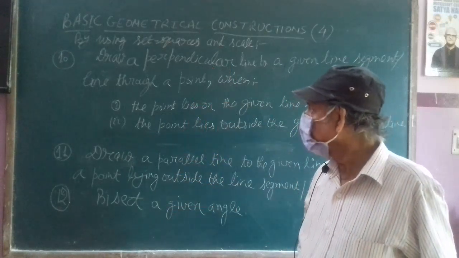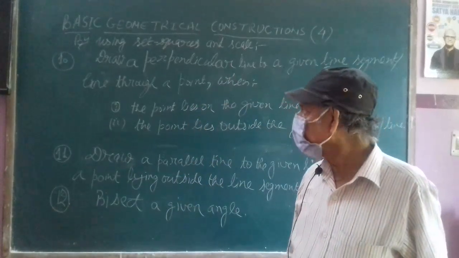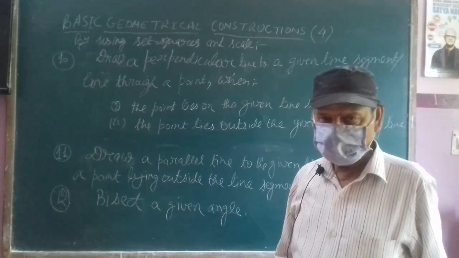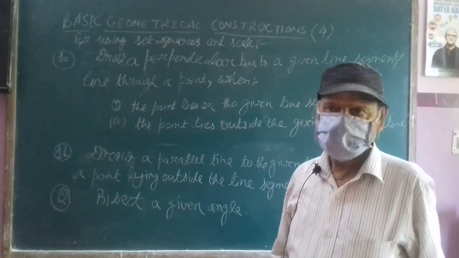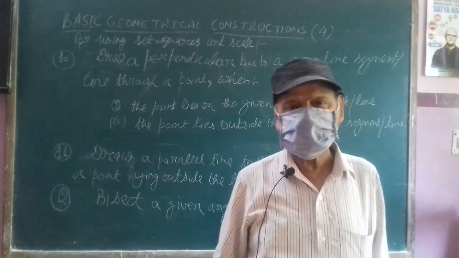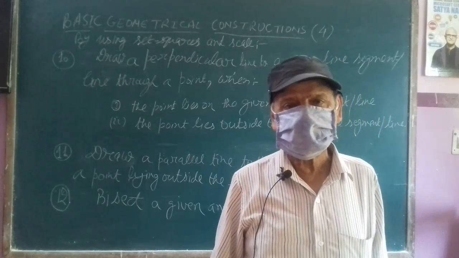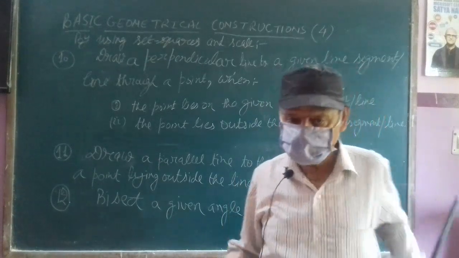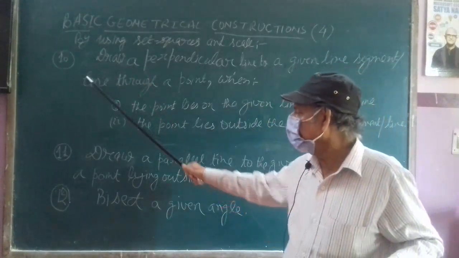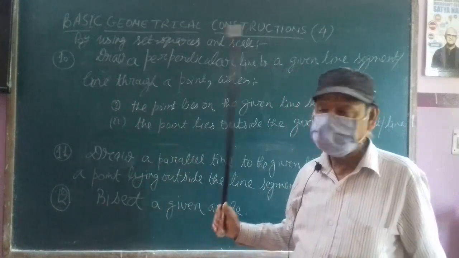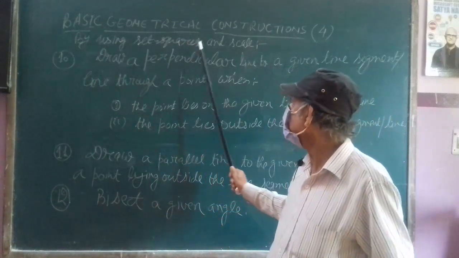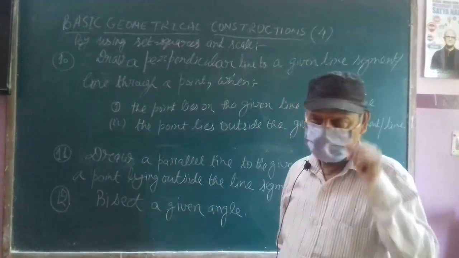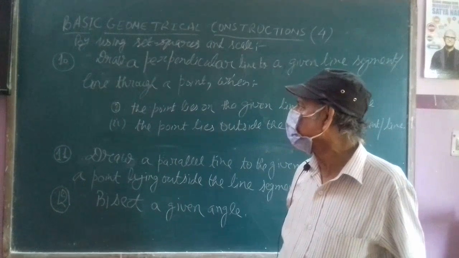I have again come up with some more geometrical constructions. Yesterday I did a construction that you remember, to draw the perpendicular bisector of a given line segment by using a set square. Now all these constructions, numbers 10, 11, 12, are to be done by using set square and scale. Now I am reading them one by one.